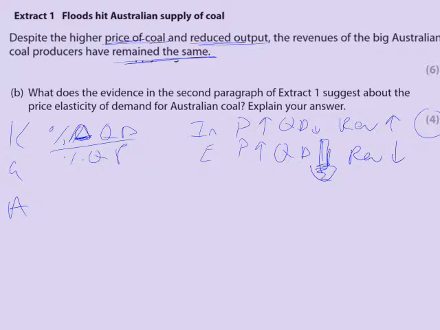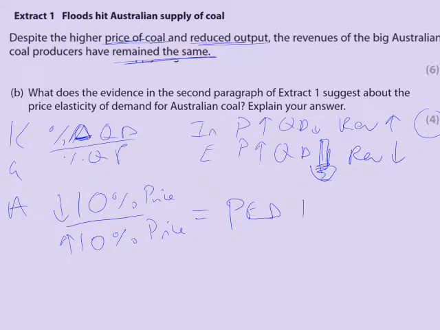But what this is saying is that the higher price, it's still a reduced output, but the revenues are the same. What would happen, that example would be, is that if the price rose by 10% and the demand fell by 10%, what you end up with is no change in the revenue. So the percentage changes are the same. So that is a PED of 1. And that PED is unitary elasticity.